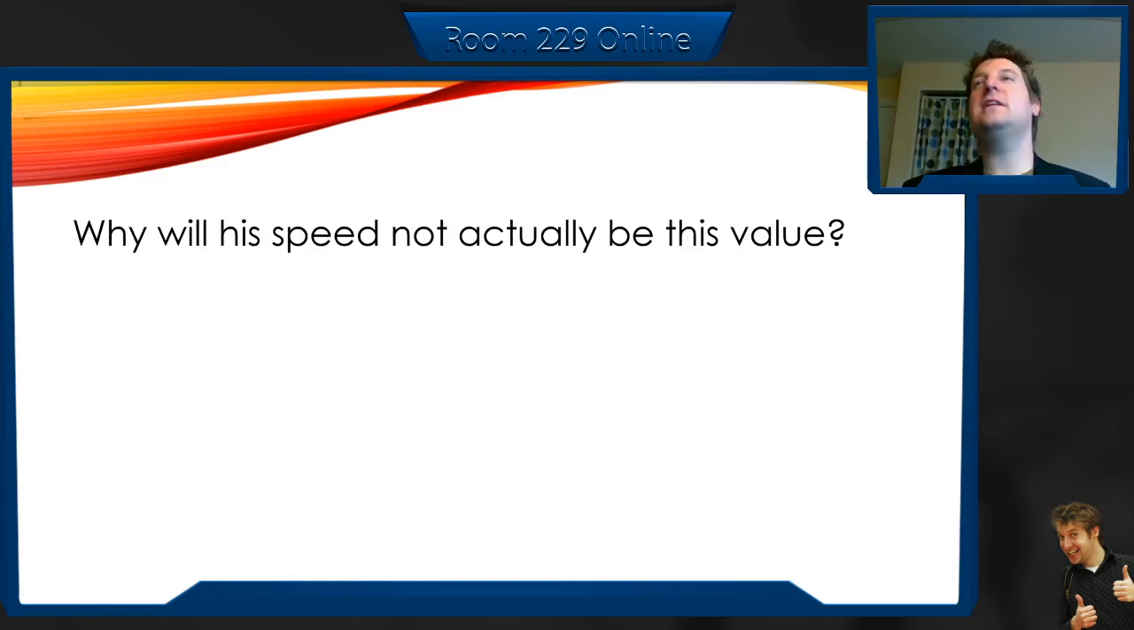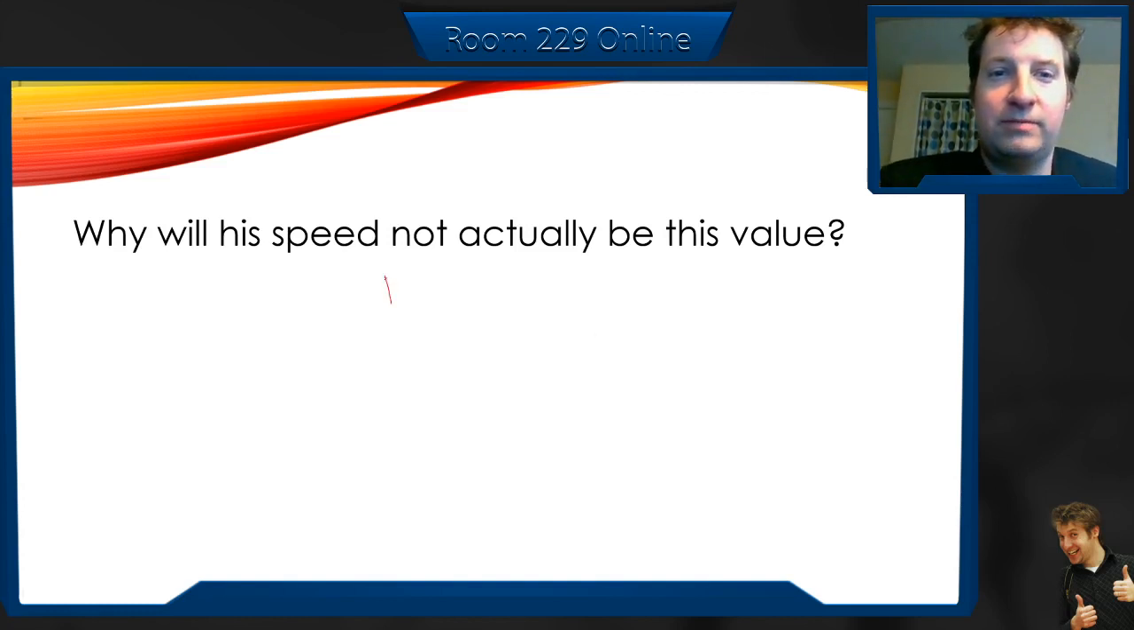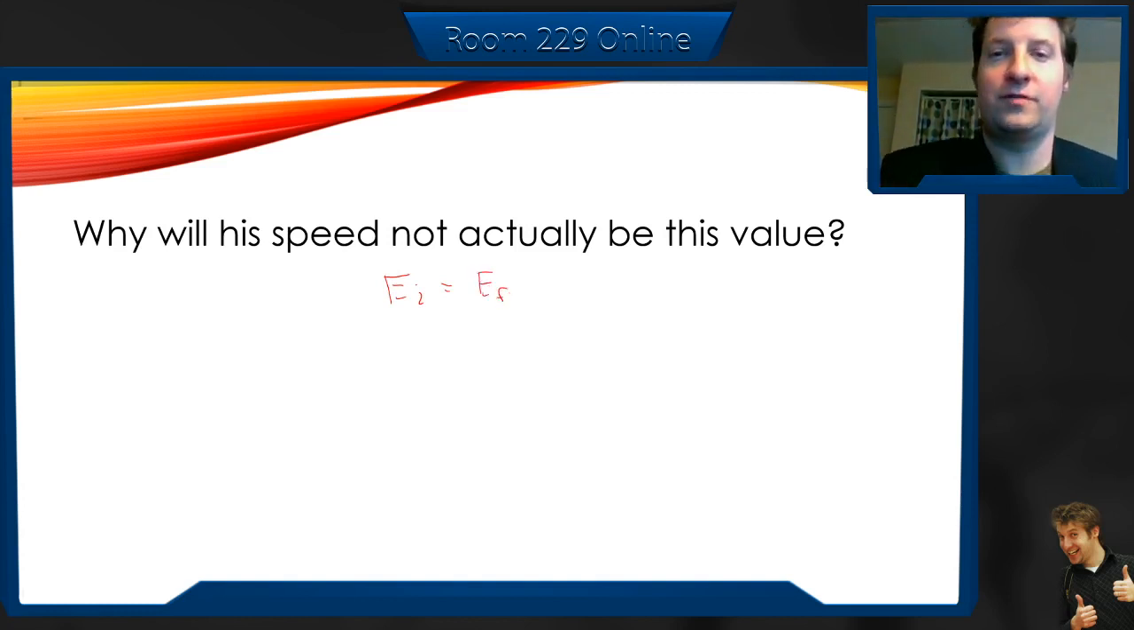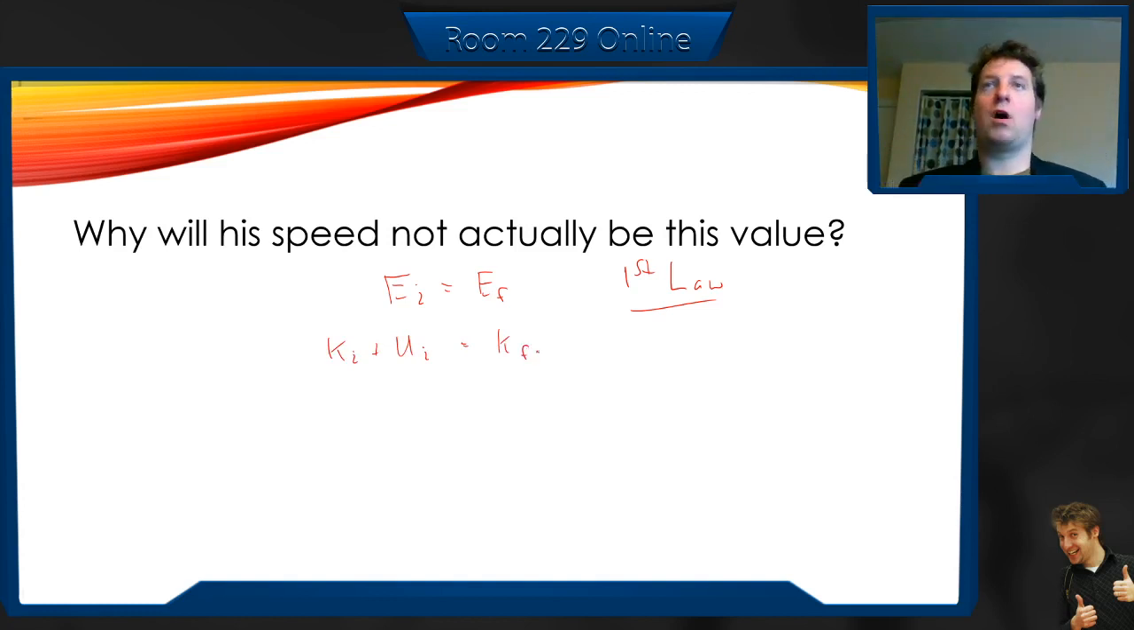The question is, why wouldn't it actually be the speed? Why would his speed have to be different? Energy cannot be created or destroyed. So our initial expression here, I equals F, that is true. That's the first law of thermodynamics. That cannot be wrong. However, our expression that the initial kinetic plus potential is equal to the final kinetic, that one was actually wrong.